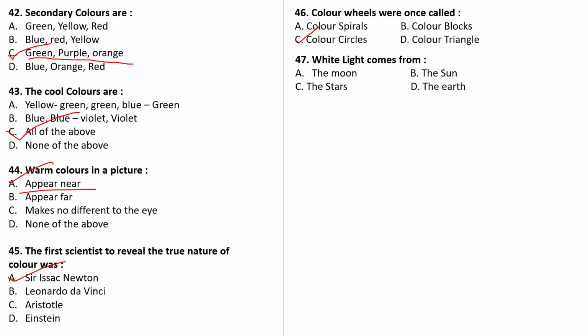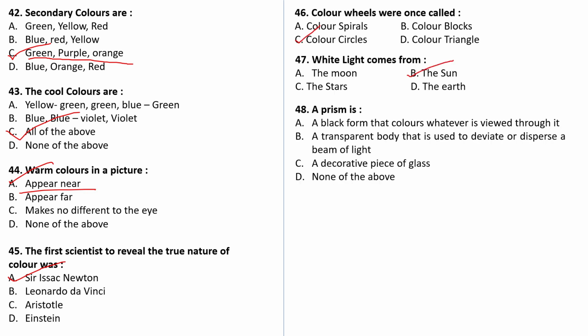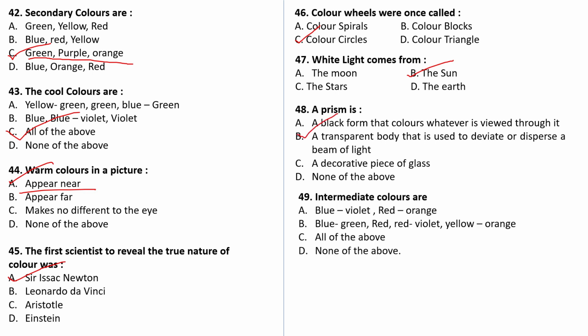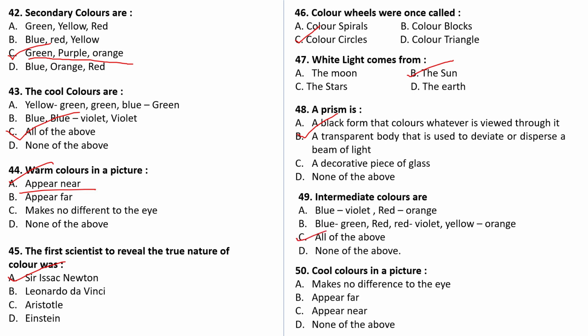Now talking about the 46th question, color wheels were once called color circles. White light comes from the sun. A prism is a black form that colors whatever is viewed through it, a transparent body that is used to deviate or disperse a beam of light, a decorative piece of glass, or none of the above. B is the correct answer. Intermediate colors: all of the above are intermediate colors. Cool colors in a picture appear far.